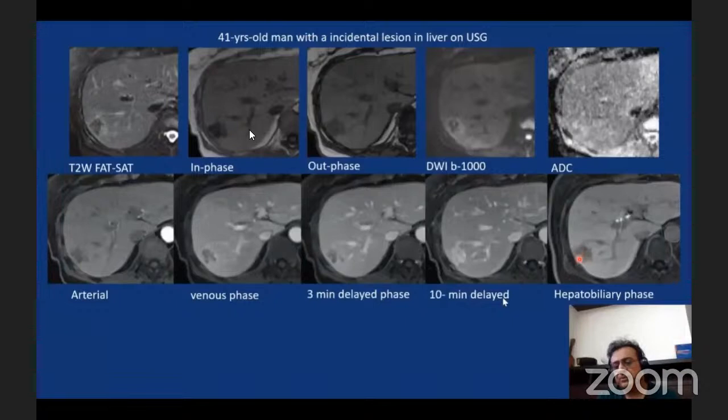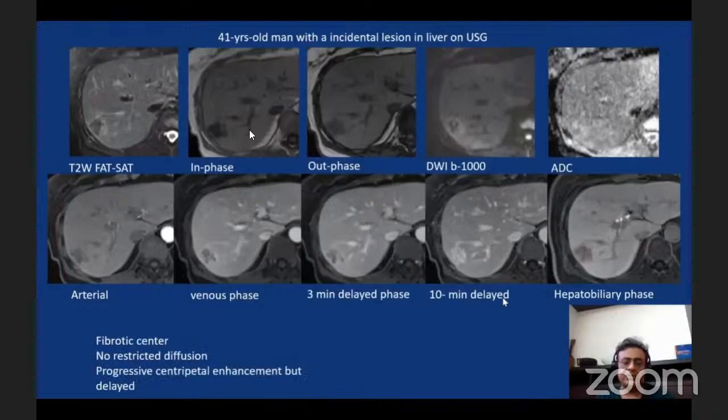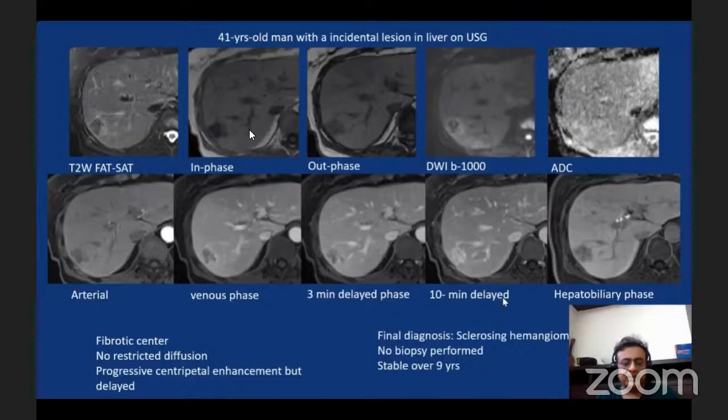So again, it favors the sclerosing hemangioma, because there is no restricted diffusion and the enhancement is slightly delayed compared to the classical hemangioma. But in clinical practice, it becomes difficult to call a sclerosing hemangioma a sclerosing hemangioma. It's usually a hindsight diagnosis in my practice. We suggested biopsy. No biopsy was performed in this patient, but the lesion remained stable over 9 years while I was following the patient, with almost the same appearance. So we concluded that this is probably a case of sclerosing hemangioma.